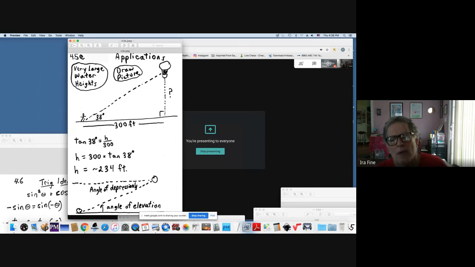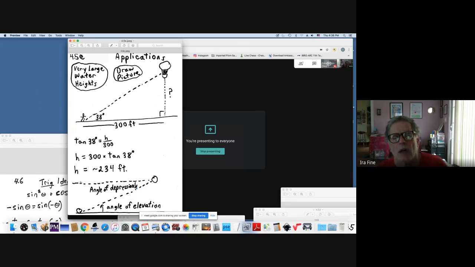When they sight down from this imaginary parallel line to where you are down here, this angle, because you're going down, we call the angle of depression, right? It's just called the angle of depression. It's not like an angle that's sad or anything. It means depression as in going down.